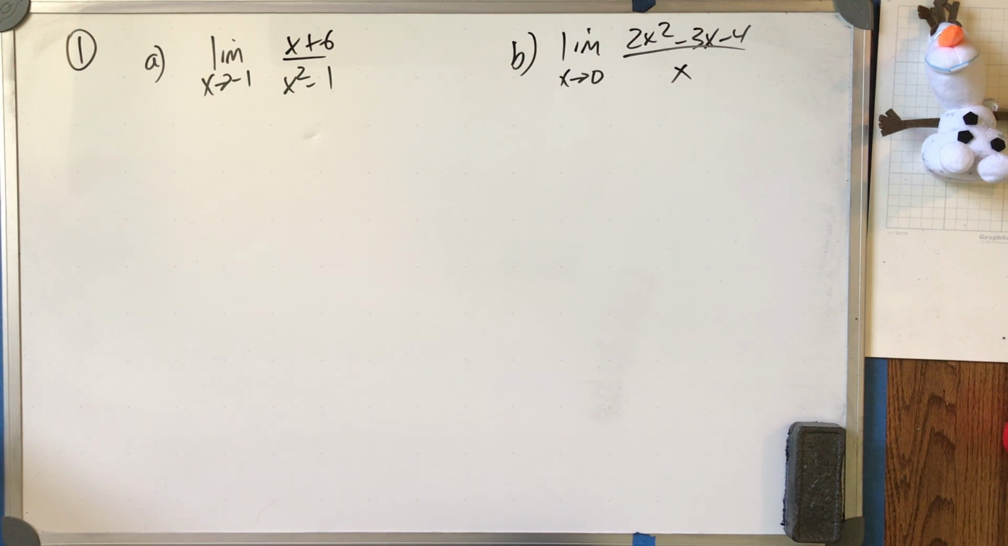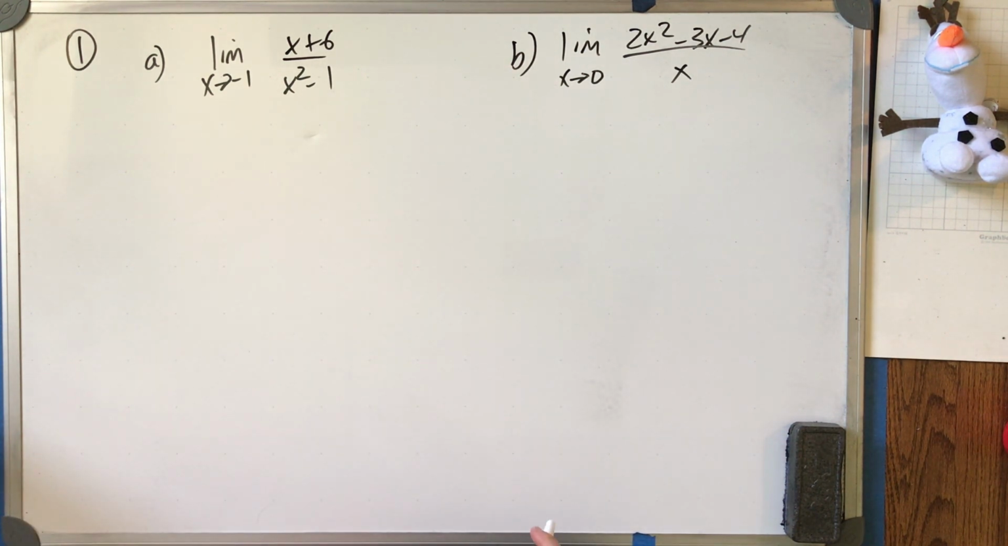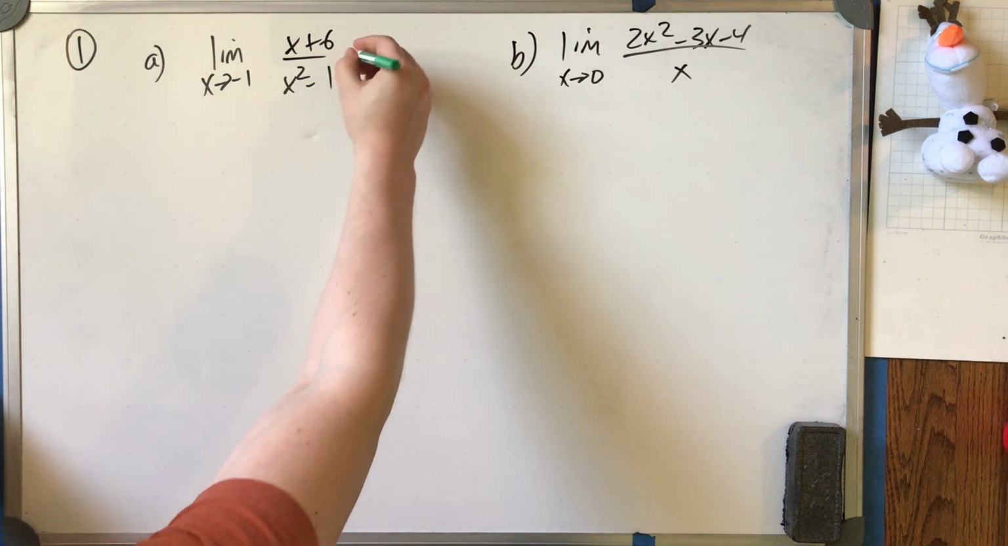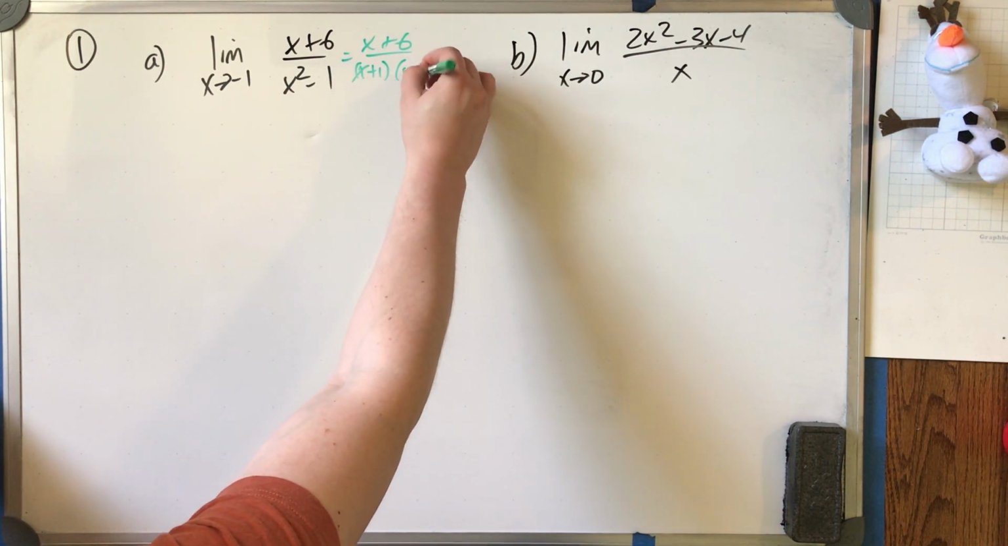Okay, for 1a, we're going to attempt direct substitution. It's going to fail. We're going to get 0 in the bottom. So whenever we have a number over 0, that indicates the presence of a vertical asymptote. So what we can do is just go ahead and try to graph this super quickly.